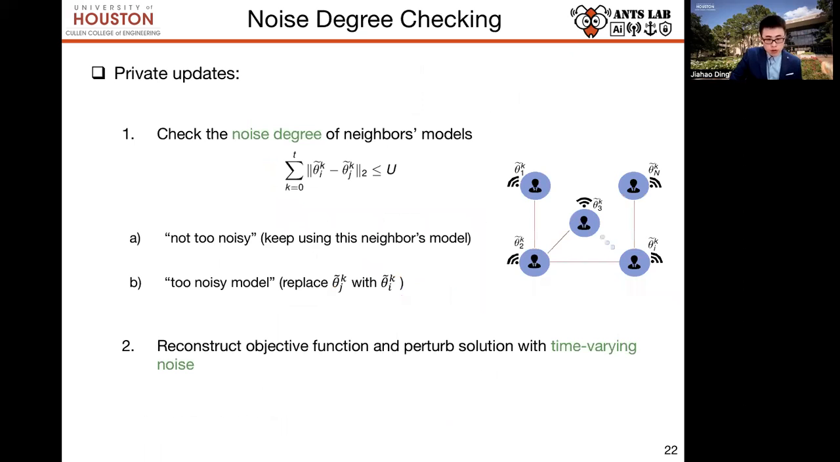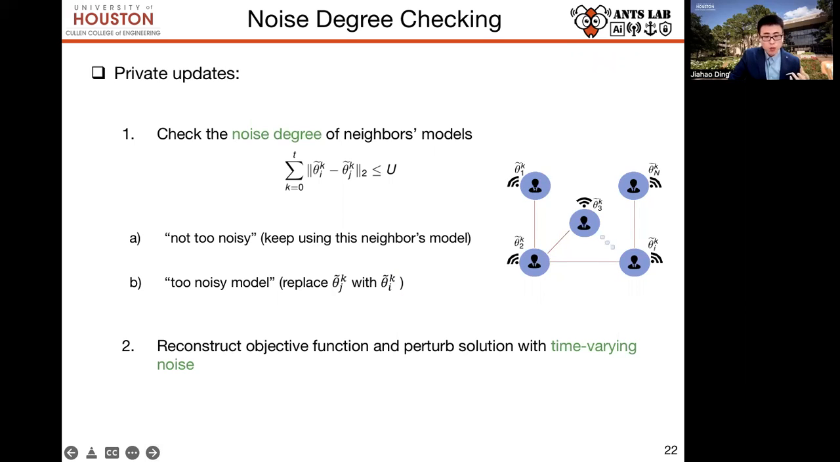This is our second technique. We propose noise degree checking. The motivation is just like this one. We don't want to easily trust our neighbors. For example, if we have a very bad neighbor and a well-established neighbor, and they just add arbitrary noise to their models, then I say my neighbor is kind of an outlier. So how can we remove that kind of model, right? How can we avoid this kind of bad neighbor?